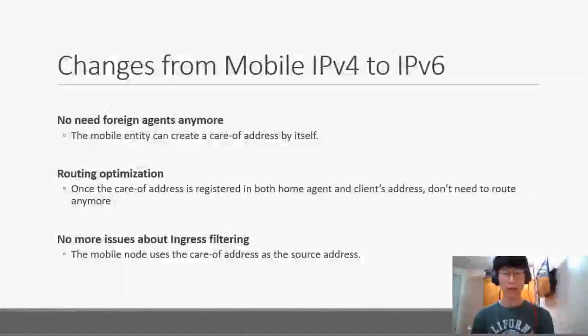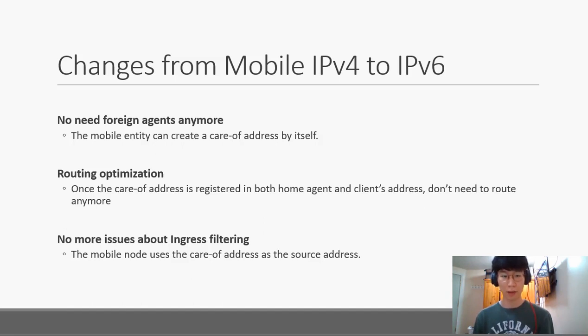There were 3 significant changes in mobile IP version 6. First, no need for an agent anymore. In IP version 4, the foreign agent communicated instead of the mobile node. If the foreign agent did not exist, each mobile entity needed to manage IP version 4 addresses by themselves, but it did not have enough address space. However, in IP version 6, mobile entities had enough address space to store. Therefore, an IP version 6 node can create addresses by itself. In other words, the mobile entity can create the care-of address by itself.